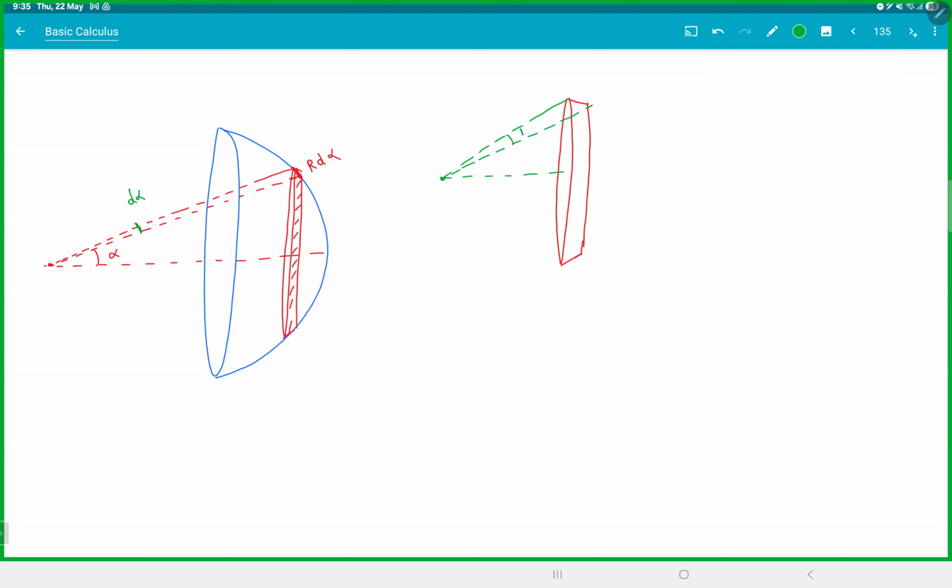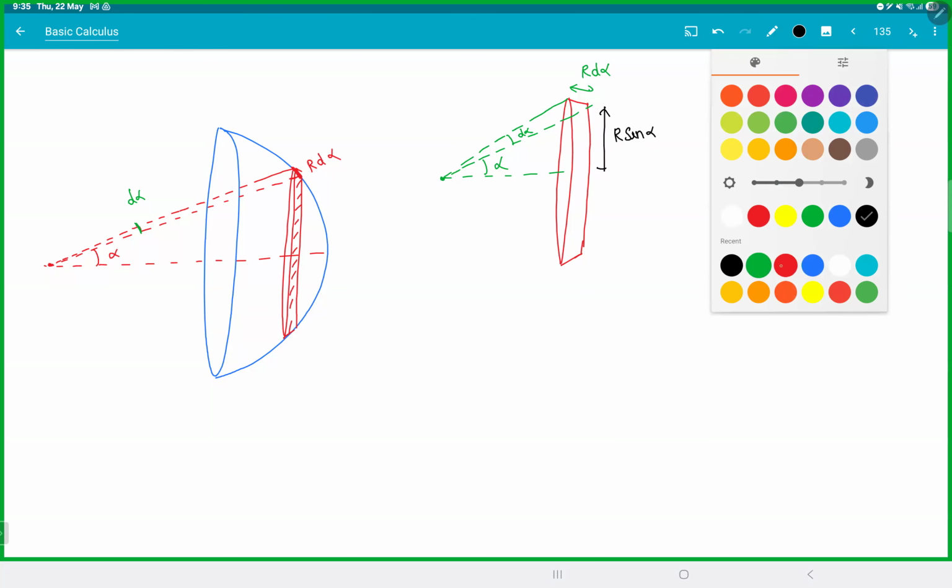This was your angle d alpha, small angle. So this length here was r d alpha. This angle was alpha. So this length is the opposite side, which is r sine alpha. So you got a ring, like a band, like your headband, whose radius is r sine alpha and thickness is r d alpha. Now take a scissor and cut it.